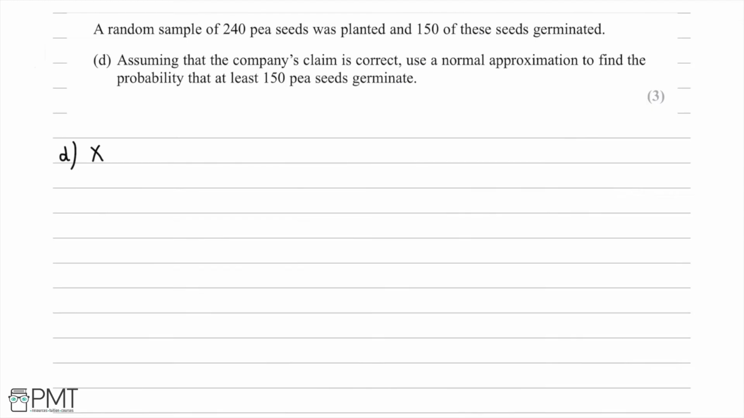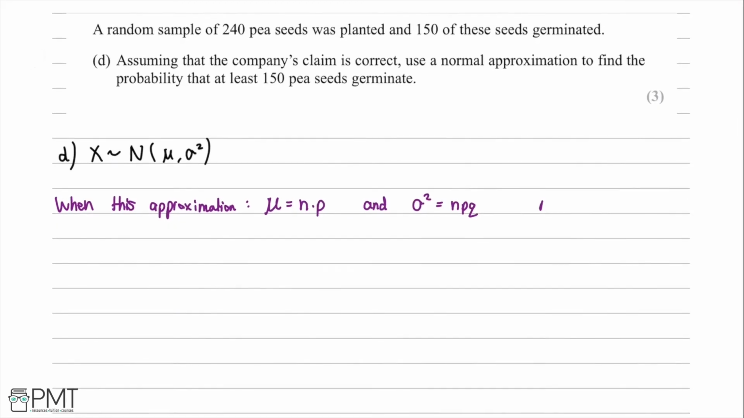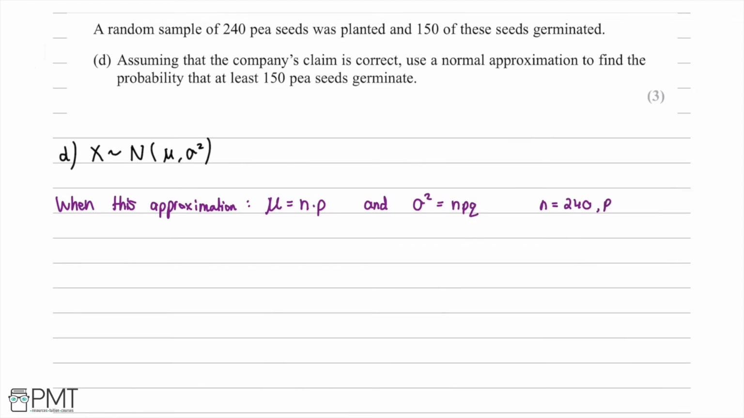So we're going to have the random variable X, which is the number of seeds which germinate. It is going to be a normal distribution with mean mu and variance sigma squared. When we use this approximation, mu is going to equal n multiplied by p, and sigma squared, our variance, is going to equal n multiplied by p multiplied by q. In this case n is 240. P refers to the claim that they made, which was 55%, so p is 0.55, and q is going to be 1 minus 0.55, which is 0.45.